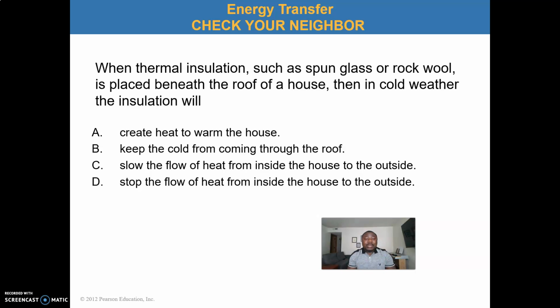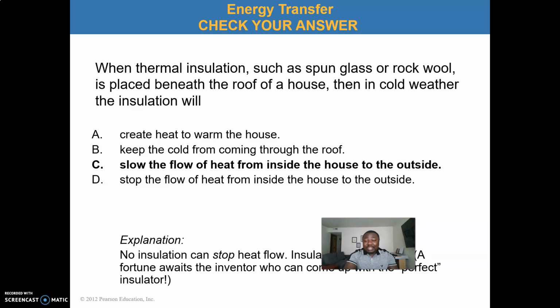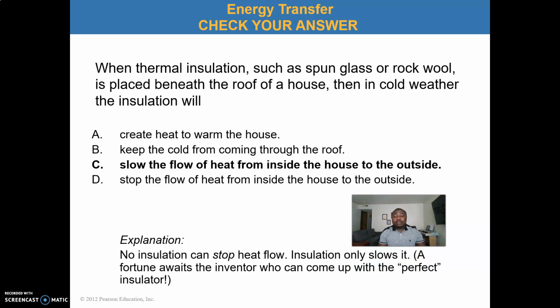Okay, let's read it again. When thermal insulation such as spun glass or rock wool is placed beneath the roof of a house, then in cold weather the insulation will: A, create heat to warm the house; B, keep the cold from coming through the roof; C, slow the flow of heat from inside the house to the outside; D, stop the flow of heat from inside the house to the outside. What's the answer? C. The reason we do that is because we want to slow heat from moving from the inside of the house to the outside. We call that insulation. That's why houses, especially in the US, have a certain layer just to keep heat, especially during the winter, from going outside of the house.